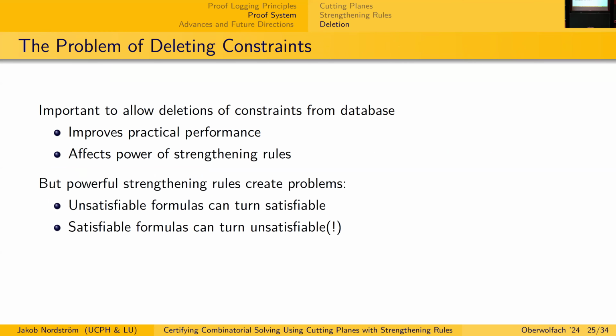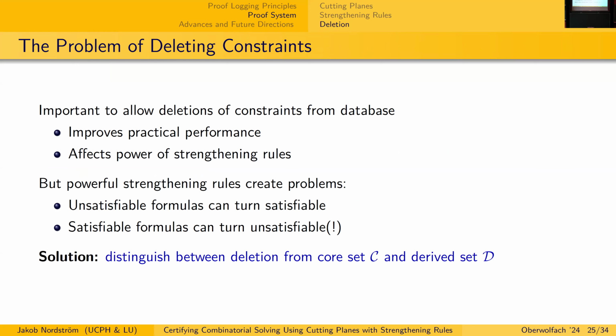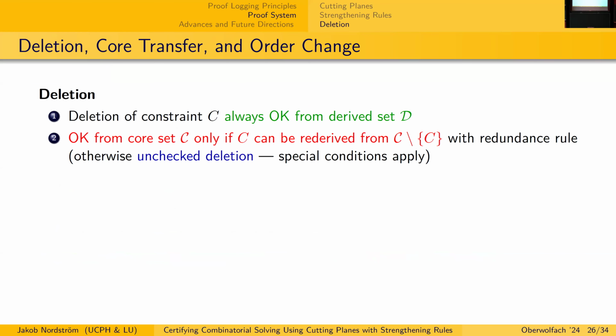We talked briefly about deletion. So deletion now turns dangerous with these rules. It's sort of obvious that if I delete too much, then I would have an unsatisfiable formula and would turn satisfiable. Not so obvious, I could also have a satisfiable formula and make it unsatisfiable if I don't restrict deletion. So I have to be a little bit careful. And this is why I have a core set and a derived set. You can always delete from the derived set. From the core set, I can only delete a constraint if it can be rederived from what I have in the core after I've removed C.